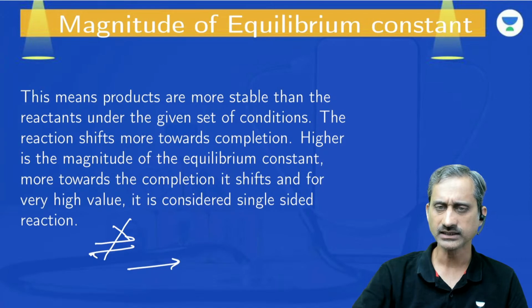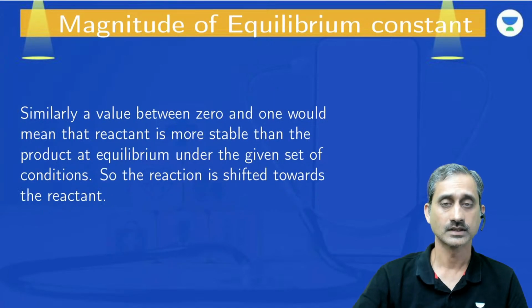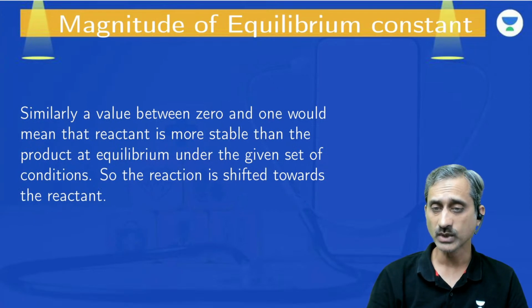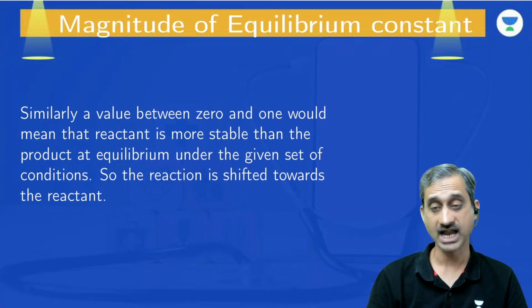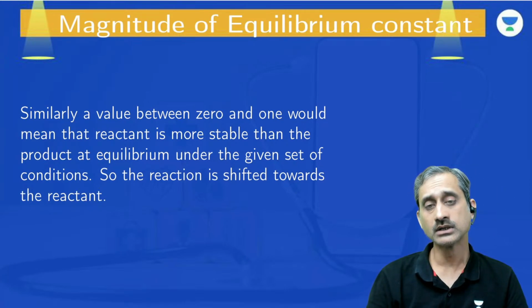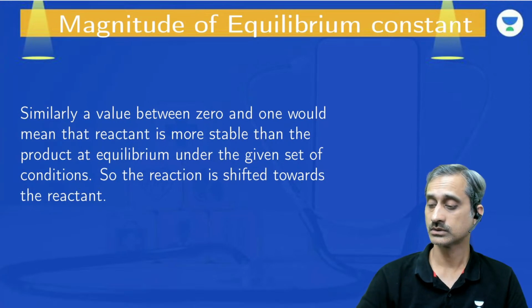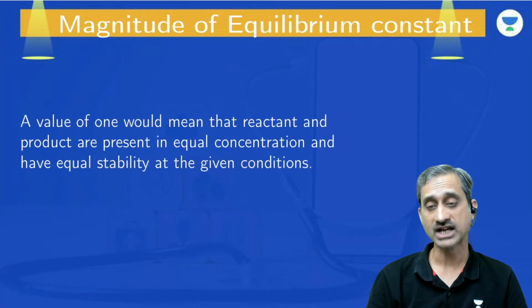Anyone has to ask anything? A value between 0 and 1 would mean that the reactants are more stable than the products. The reaction is shifted towards the reactants. The backward reaction is more. So the reaction would be shifted to the reactants. Less of the product is going to be formed. Clear?